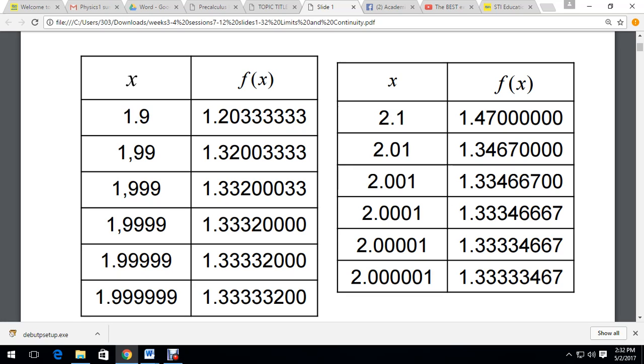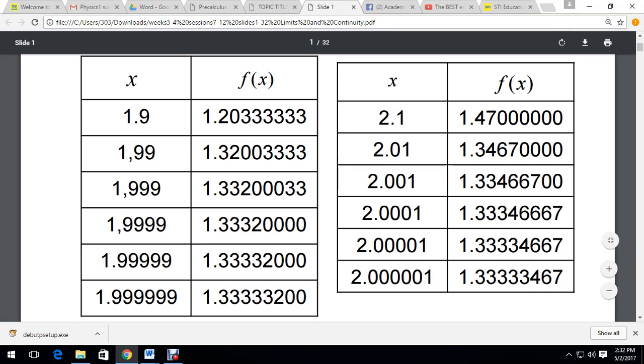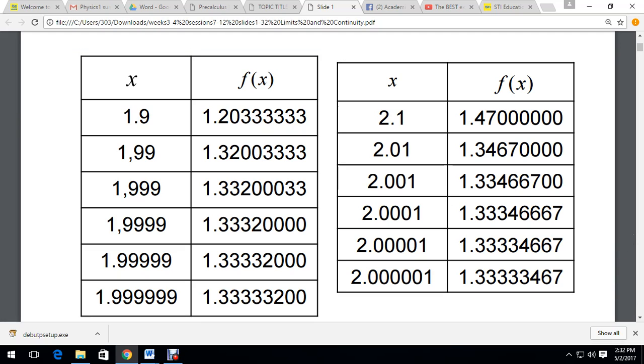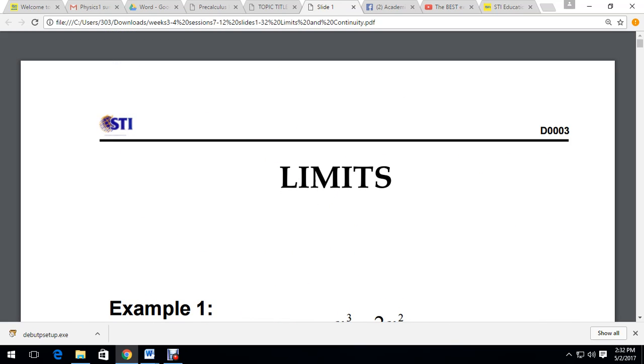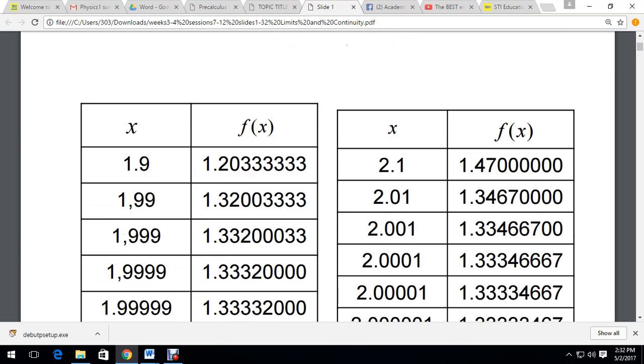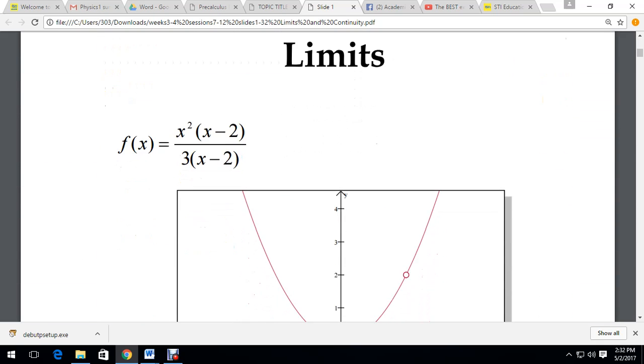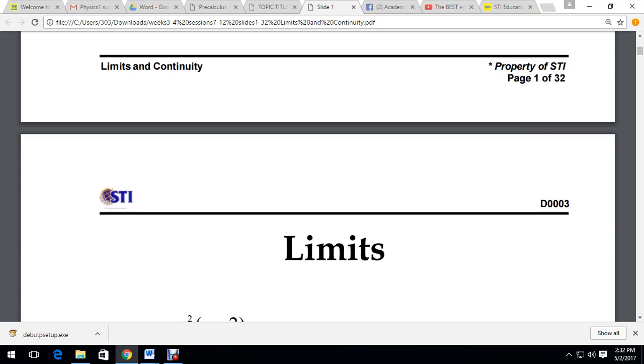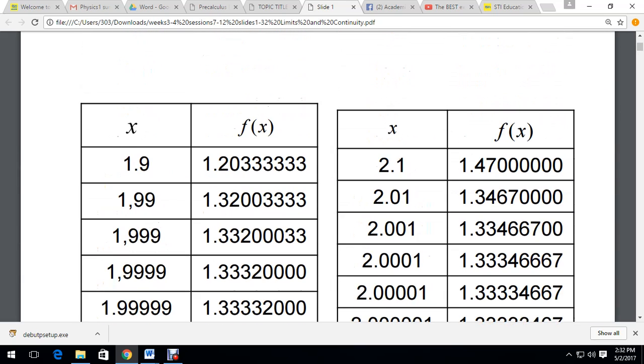Now, what this means, what this illustrates, is that if you have a limiting condition for x, it is possible that you also have a limiting condition for f of x, and this limiting value for f of x is what we call the limit of a function. Now, to further illustrate this idea, let's try to illustrate this using the graphical form.